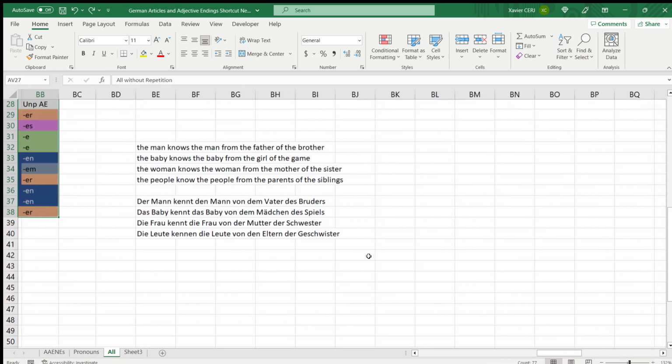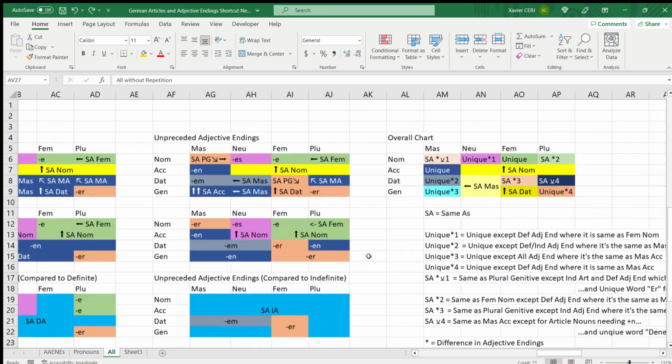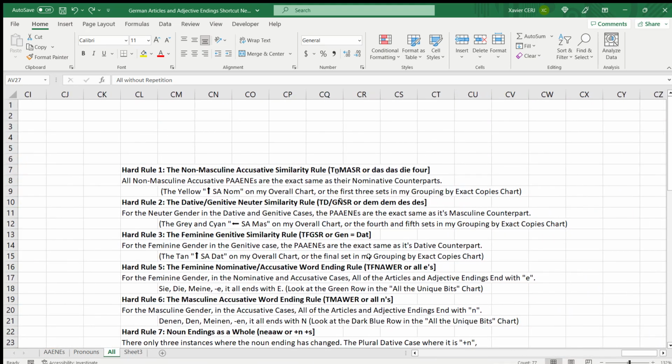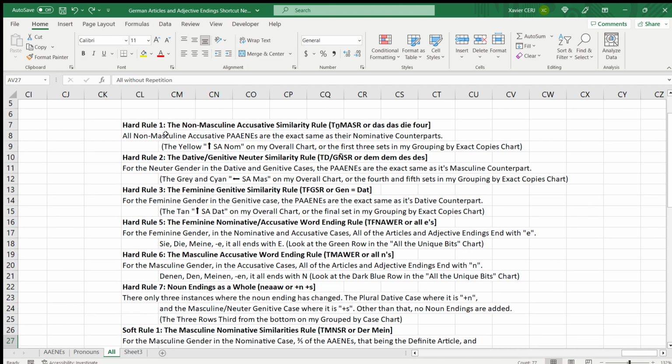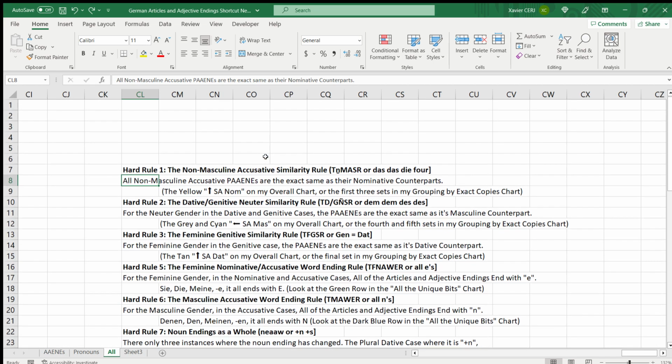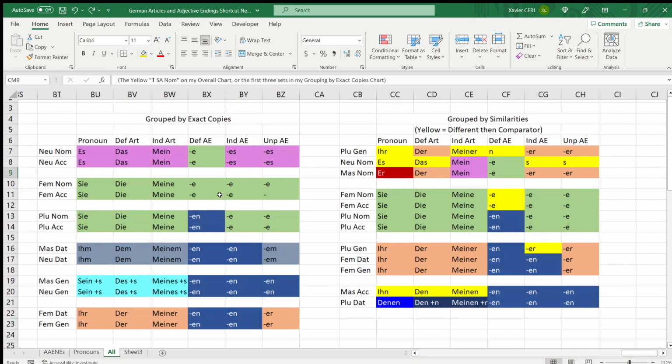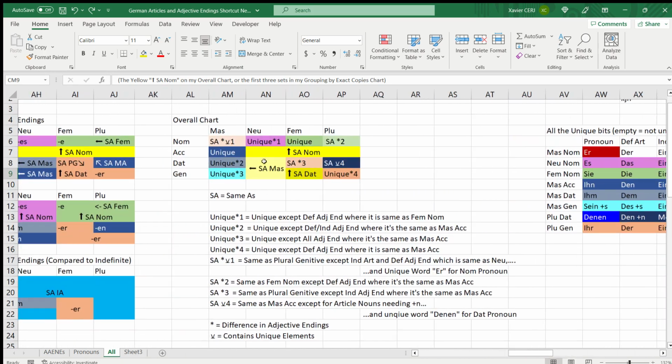Where's an example? I have it written down somewhere. Oh, yeah. Here we have our hard rules and soft rules. So the hard rule one, the non-masculine accusative similarity rule: all non-masculine accusative PAAENES, that's pronouns, articles, adjective endings, and noun endings. I'm just going to call them stuffs. All non-masculine accusative stuffs are the exact same as their nominative counterparts. That is the yellow, same as nominative on the chart. This one right here.